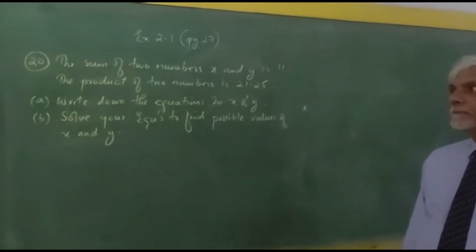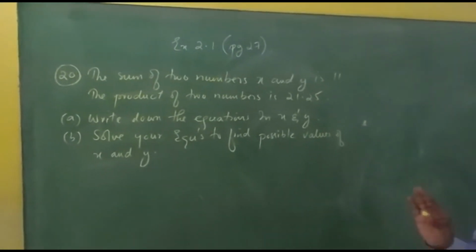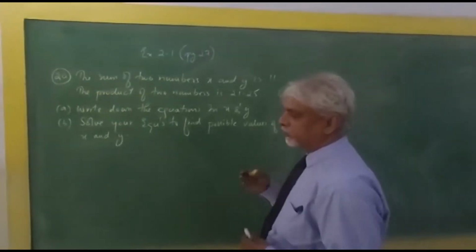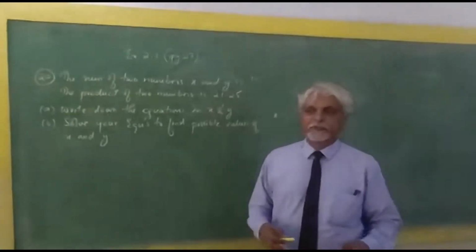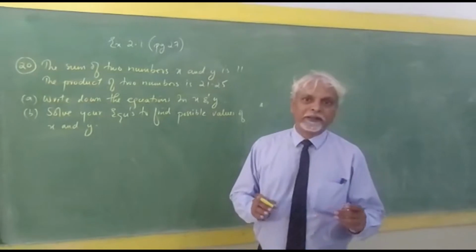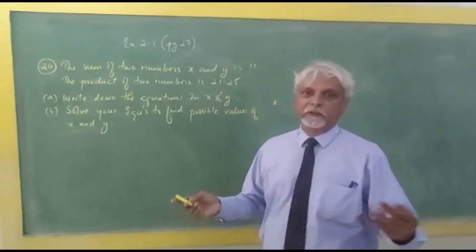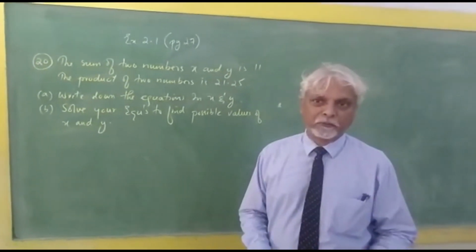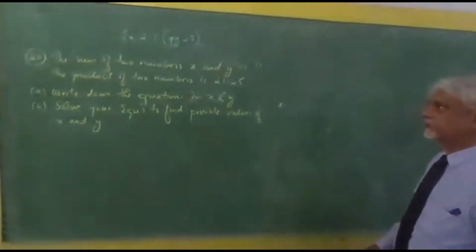But before I solve question number 20, let me just tell you that there are two ways of getting the result. One is by factorization method and the other is called a quadratic formula. We'll be applying the formula. Basically, we'll get the equation in quadratic form and then we'll be applying the formula. I'll just give you an example before I start this question.